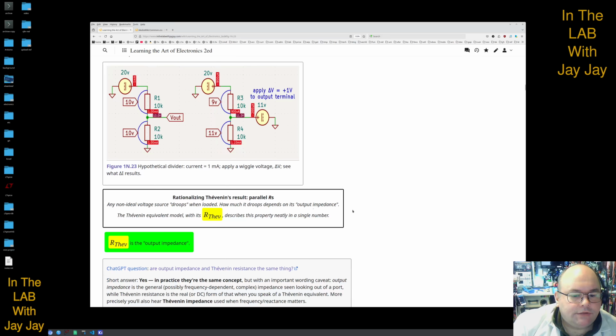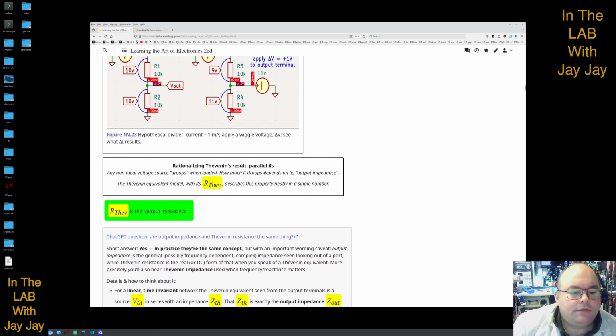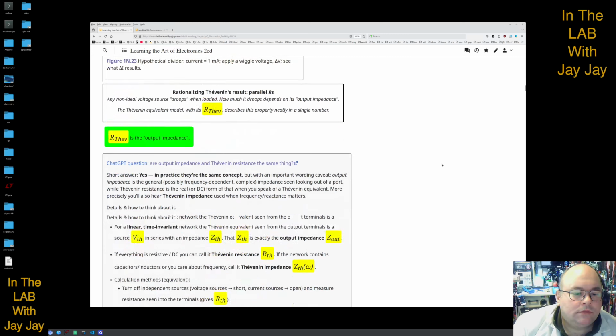Rationalizing Thevenin's result: parallel R's. Any non-ideal voltage source droops when loaded. How much it droops depends on its output impedance. The Thevenin equivalent model with its Thevenin resistance describes this property neatly in a single number. So the Thevenin resistance is the output impedance.